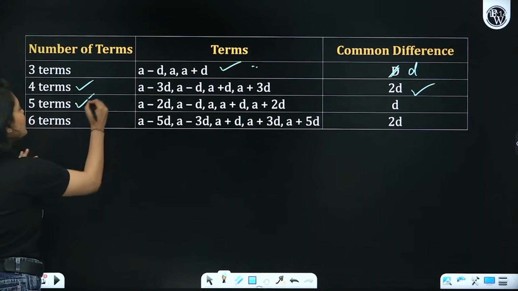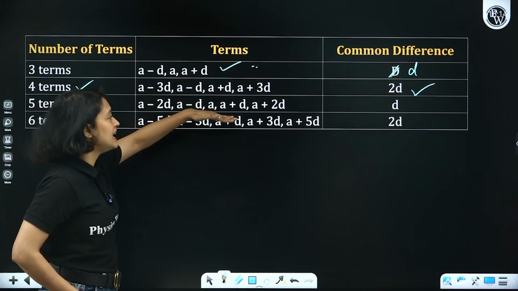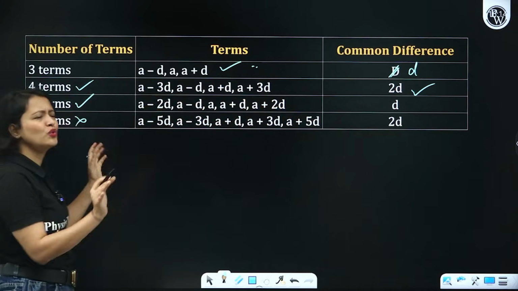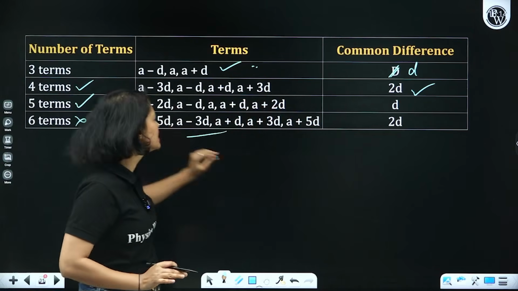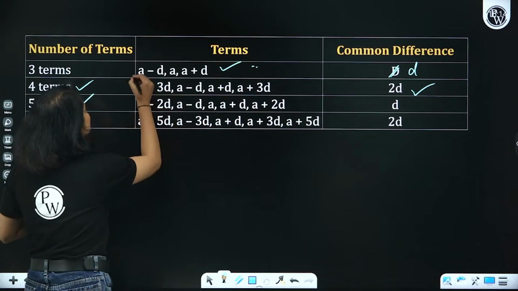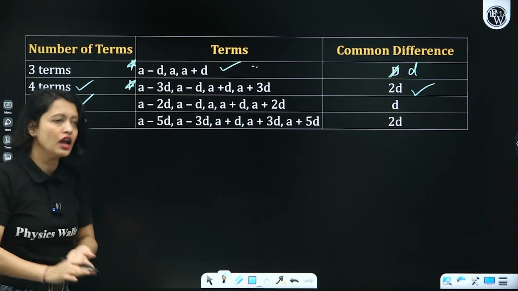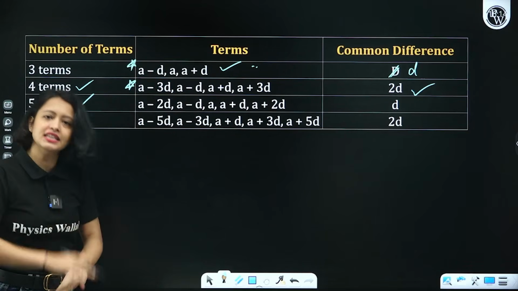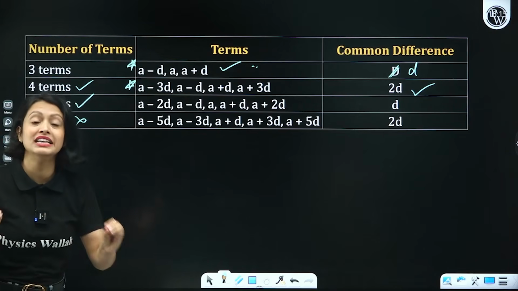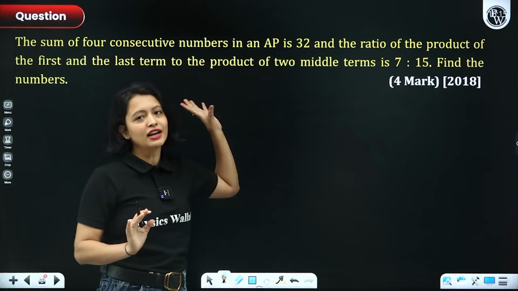Similarly, if you have to take 5 terms, guys, you will take them as A minus 2D, A minus D, A plus D, A plus 2D. Okay? I don't think you will get a question with 6 terms, but once you get the pattern, you will understand. What is important? Remember, 3 terms and 4 terms are the most important. 3 terms: A minus D, A plus D. 4 terms: A minus 3D, A minus D, A plus D, A plus 3D. Just mug it up, guys, at least for 3 and 4 terms. Okay, let's do a question based on that concept.